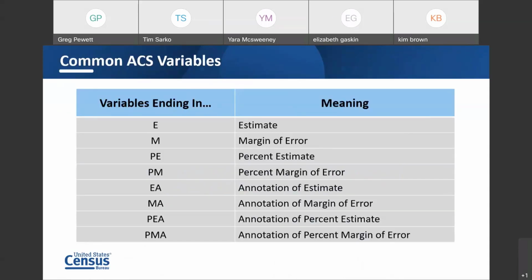So before the next step, as I said in the previous one, I'm looking at the estimate and the margin of error. So the variables end in E and M. Also, you'll see variables that end in PE for percent estimate and PM for percent margin of error. And then you have your annotation variables as well.